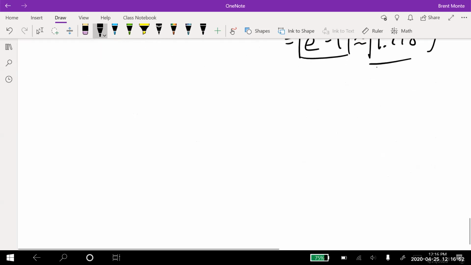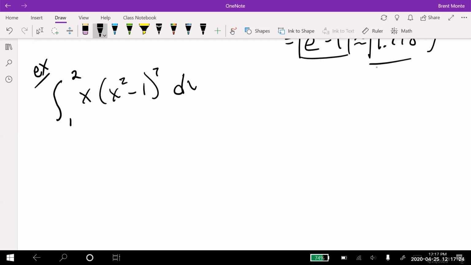All right, so let's just do one last example. And that's going to be, what, 7 examples of u substitution. So hopefully that's enough to at least get you started. And 2 of them will be with limits of integration, so we find a value. Okay, so this one is the integral, we'll call it example, from 1 to 2, x times x squared minus 1 raised to the 7th dx. We sure have a lot of 7th powers in this problem. A lot of 7s going on.